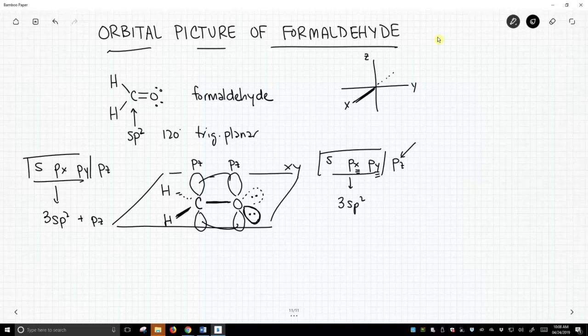But this is how you show lone pairs in these orbital pictures. You put them in lobes, typically they're hybrid lobes, and we have them coming off the atom consistent with the geometry that the hybridization would require. So that very quickly is the orbital bonding picture for formaldehyde.